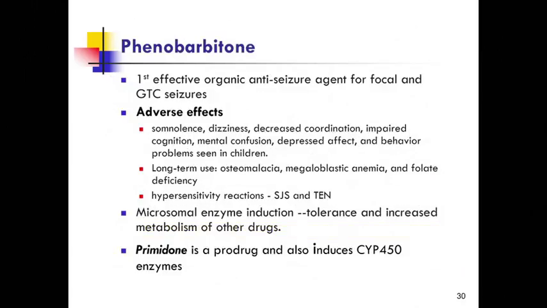Phenobarbital, the CNS depressant. You can expect all this somnolence, incoordination, all these are related to the CNS depressant effect, except for the depression that it can cause, which can be an issue. Long-term too, osteomalacia, which requires vitamin D, megaloblastic anemia, requires folic acid, hypersensitivity reaction, as I said. Primidone, the prodrug, of phenobarbital.